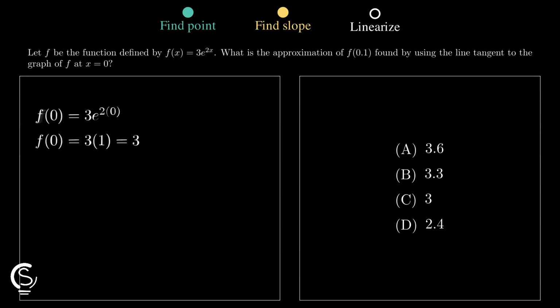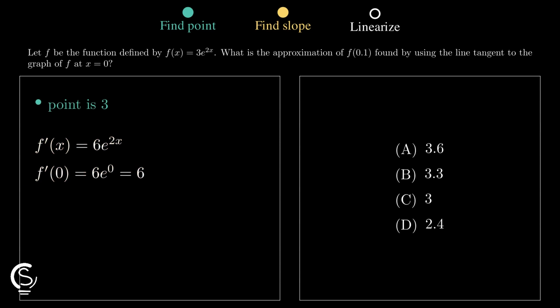Next, we find the derivative using the chain rule. The derivative of 3e to the 2x is 6e to the 2x. At x equals 0, slope is 6.